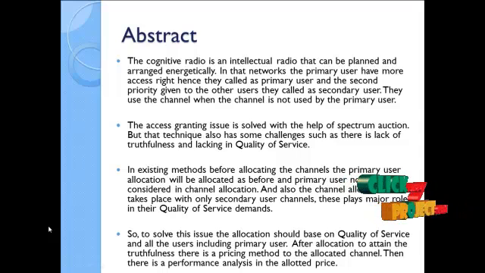In the existing method, before allocating the channels, the primary user allocation is fixed beforehand, and the primary user is not considered in the channel allocation. In the proposed method, the allocation is given to both primary access and secondary access. Here we attain quality of service for the channels and add spatial reuse.